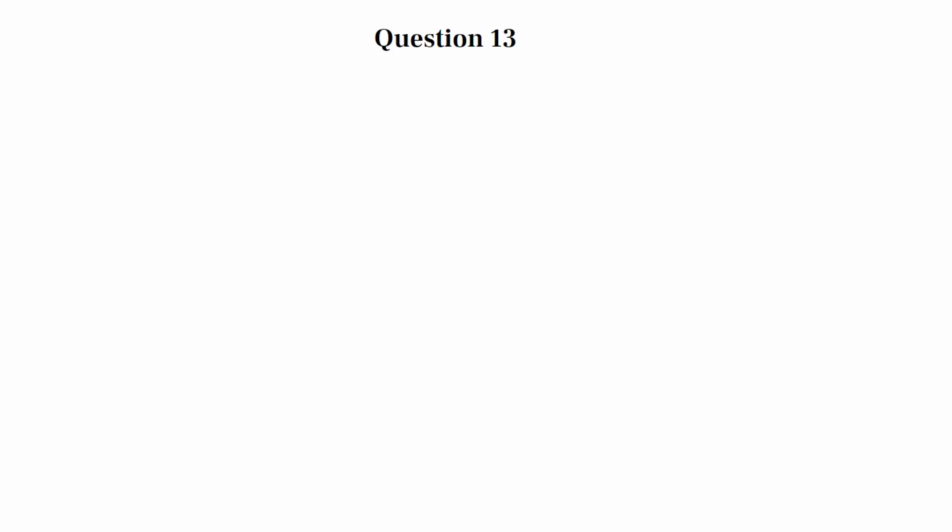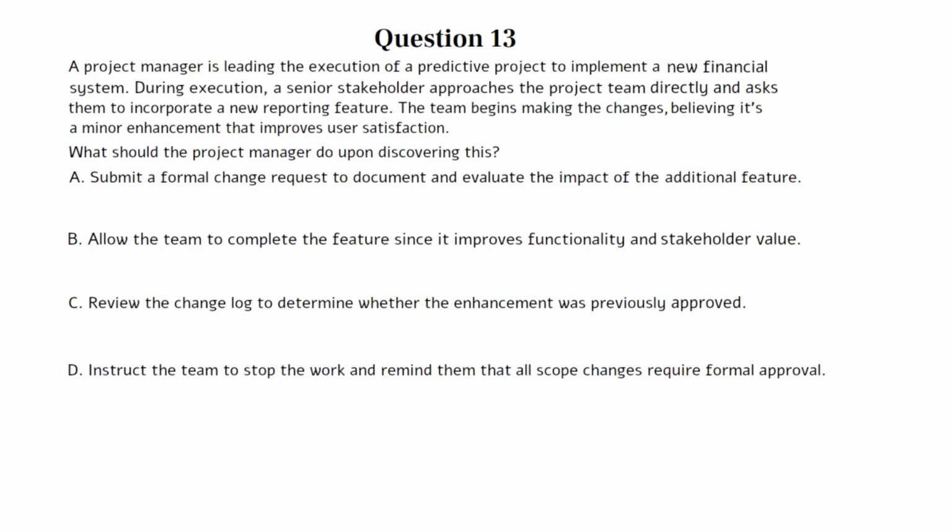Question 13. A project manager is leading the execution of a predictive project to implement a new financial system. During execution, a senior stakeholder approaches the project team directly and asks them to incorporate a new reporting feature. The team begins making the changes, believing it's a minor enhancement that improves user satisfaction. What should the project manager do upon discovering this?